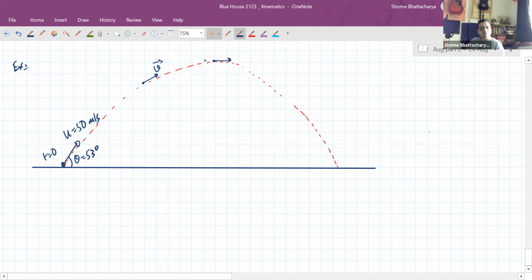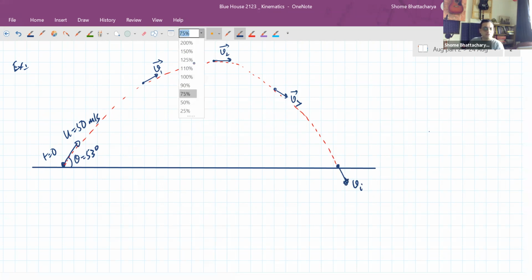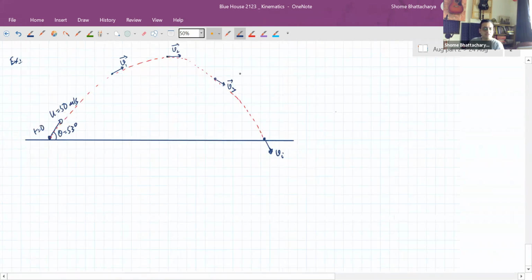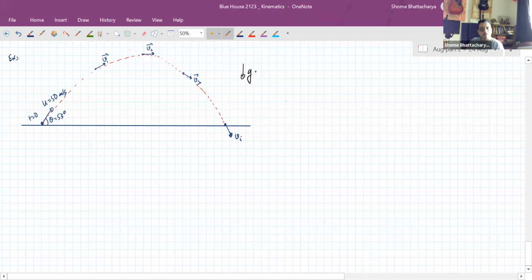When it reaches here, let's say some V1, when it reaches here, let's say it's some V2, reaches here, it's some V3, like this. And finally, when it impacts the ground, it is some Vi. So now this question is going to focus on this thing. Taking the value of g as 10 meters per second square.